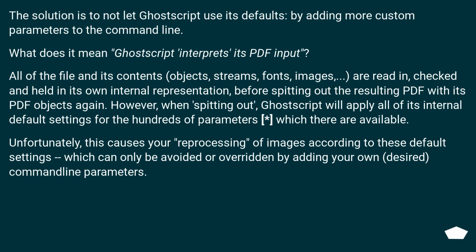The solution is to not let Ghostscript use its defaults, by adding more custom parameters to the command line. What does it mean that Ghostscript interprets its PDF input? All of the file and its contents, objects, streams, fonts, images are read in, checked and held in its own internal representation, before spitting out the resulting PDF with its PDF objects again. However, when spitting out, Ghostscript will apply all of its internal default settings for the hundreds of parameters which are available. Unfortunately, this causes reprocessing of your images according to these default settings, which can only be avoided or overridden by adding your own, desired, command line parameters.